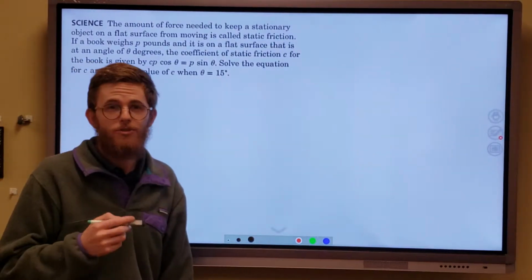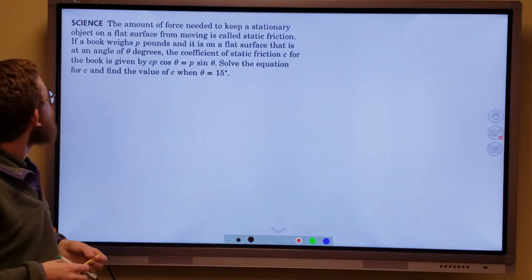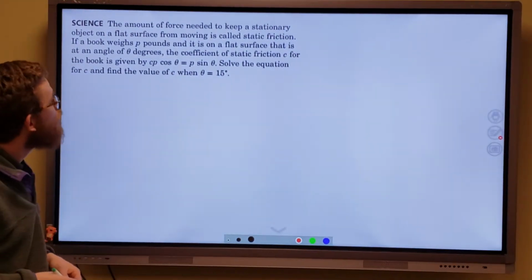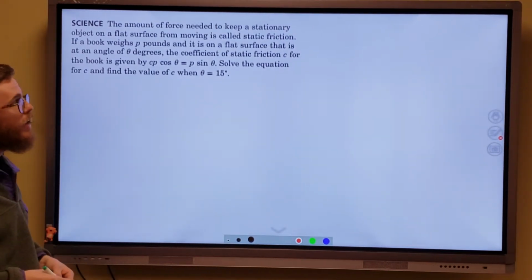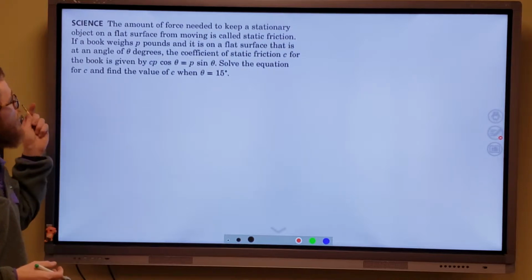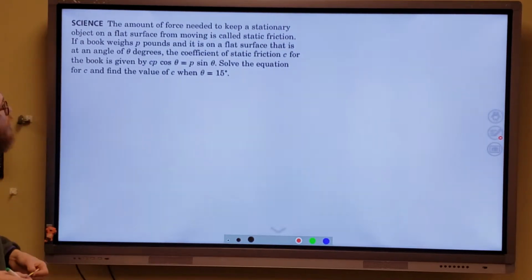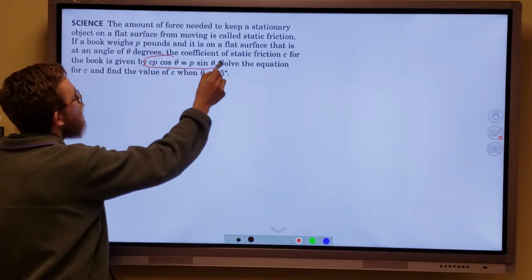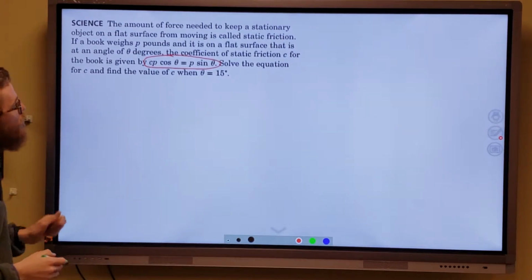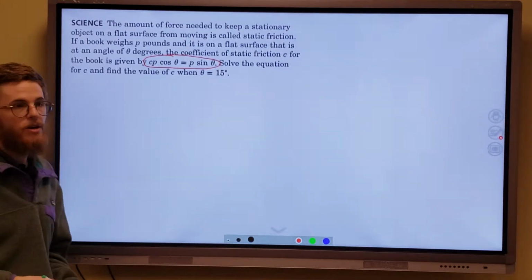Let's take a look at some interesting problems. This first one says the amount of force needed to keep a stationary object on a flat surface from moving is called static friction. If a book weighs P pounds and is on a flat surface that is at an angle of theta degrees, the coefficient of static friction C for the book is given by C times P times cosine of theta equals P times sine of theta. Solve the equation for C and find the value of C when theta equals 15 degrees.